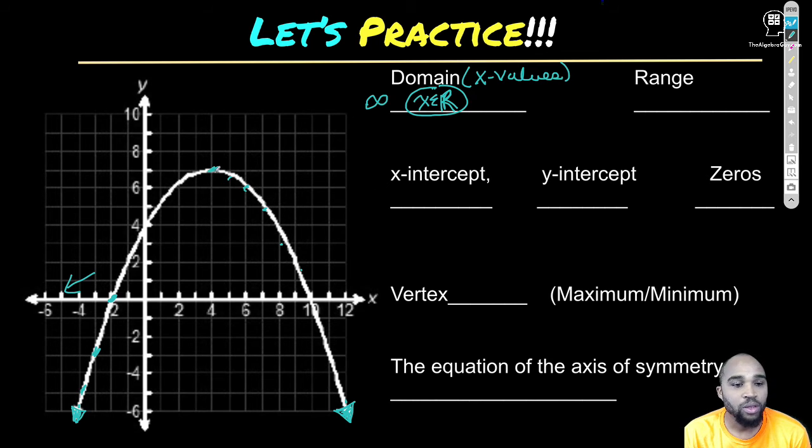All real numbers. What are real numbers? Whole numbers, 1, 2, 3, 4, 5. Decimal numbers, 1.2, 3.4, -3, -4, -4.5. All real numbers are going to go on forever in both directions.